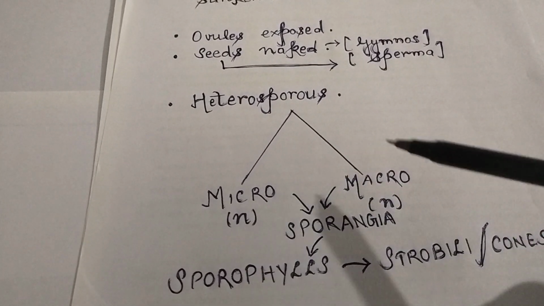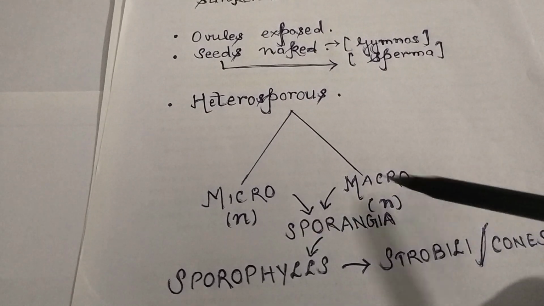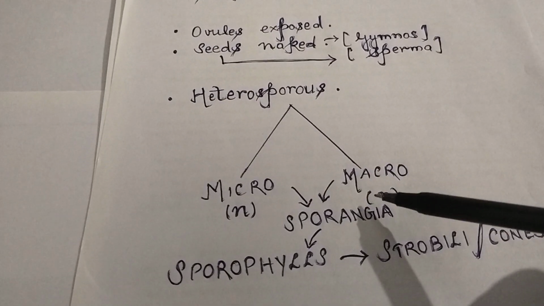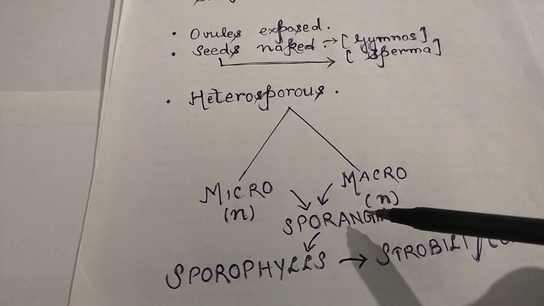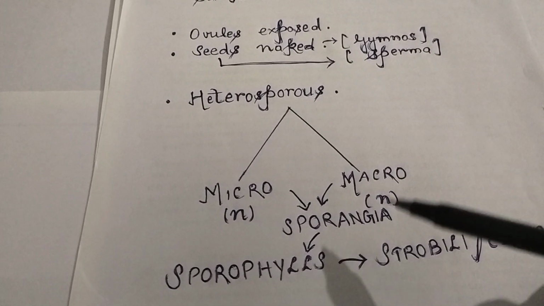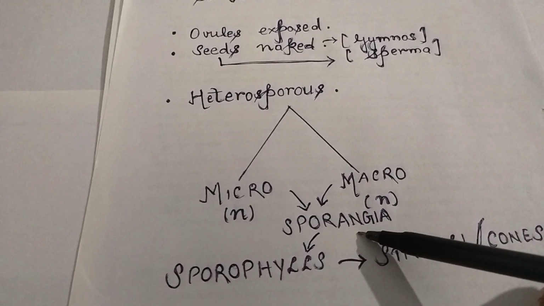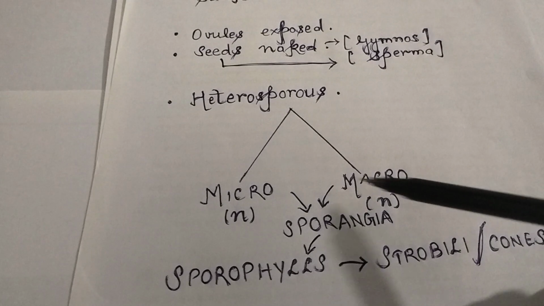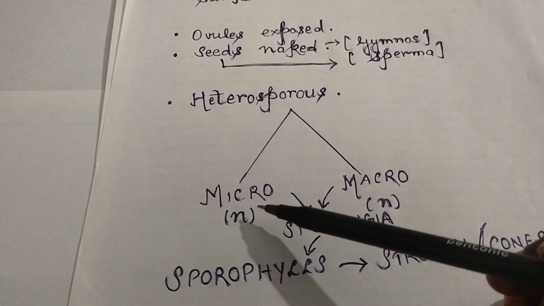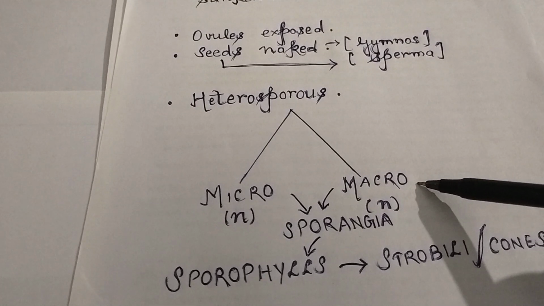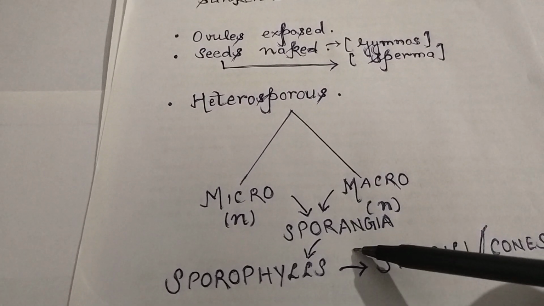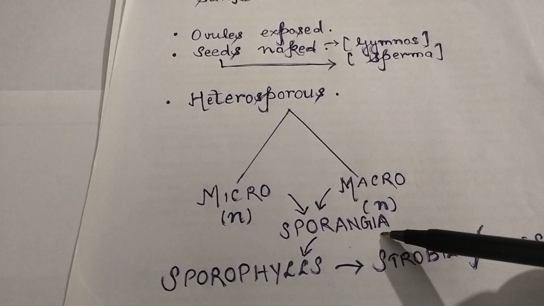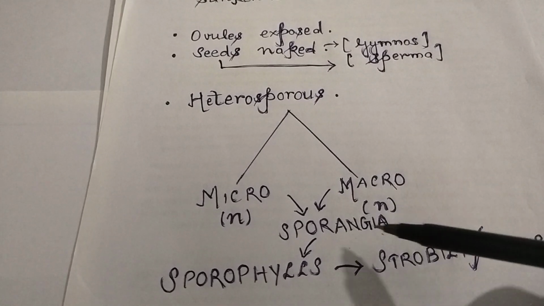Now, microspores, macrospores. These are the two kinds of spores. And as we have studied till now, where are the spores formed? Spores are formed in sporangia. Sporangia is the spore bearing body. That means when the plants are heterosporous, there will be different sporangia for microspores and different for macrospores. So there will be a microsporangia which will bear microspores, and there will be a macrosporangia which will bear macrospores.